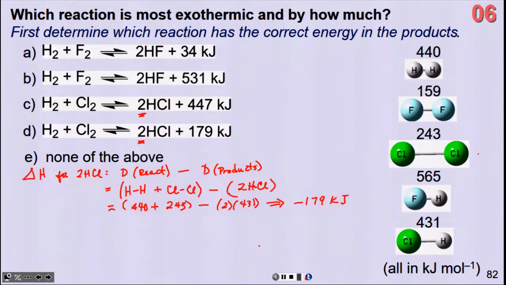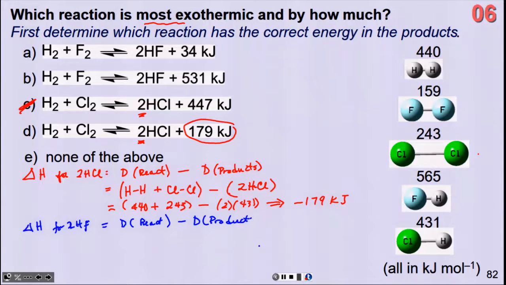Now, so this one is correct of these 2 choices, but we want to see which one is most exothermic. So let's do the HF. For the HF reaction, making 2 HF, same idea. Now we've done it once, the second example is a lot easier. So the bond energies of the reactants, and subtract from that the bond energies of the products.